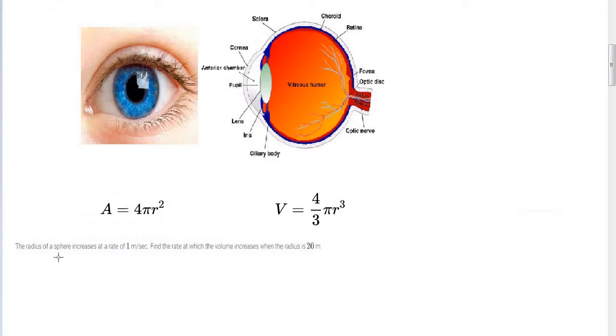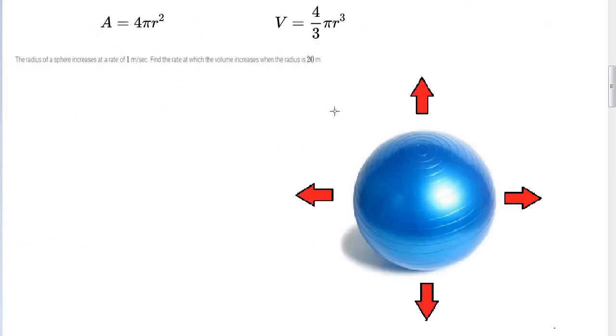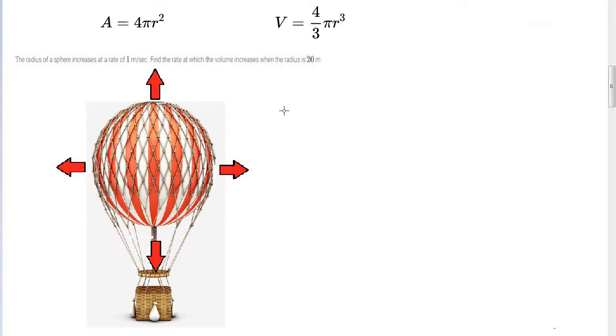Suppose we have a problem in which the radius of a sphere is increasing at a rate of 1 meter per second, and we are asked to find the rate at which the volume is increasing when the radius becomes exactly 20 meters. Okay, so let's make ourselves a diagram. Let's suppose that we have a yoga ball, or better yet, an air balloon that's going to allow us to visualize this problem, and suppose that this is the sphere that we're talking about.